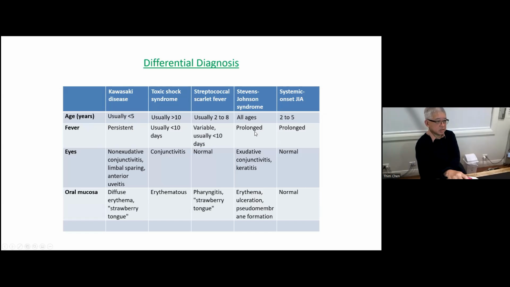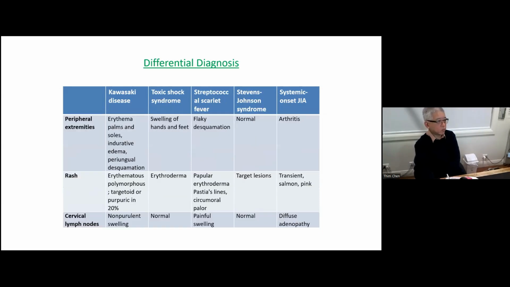With Stevens-Johnson, it's the drug thing, so it's a different response. With these two, the fever comes down after 10 days or so. And in streptococcal scarlet fever, you don't have conjunctivitis, but you can have a strawberry tongue. So these are things to differentiate, different signs that you can think of for Kawasaki.